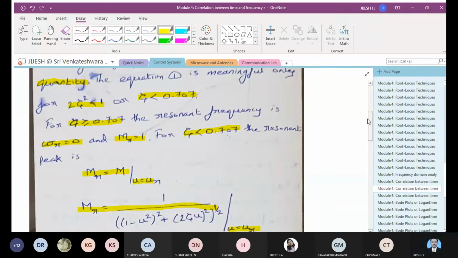So we are seeing the resonant peak at the condition zeta less than 0.707, so you can say that Mr is equal to the same as M, and M is the magnitude, and we have already seen that equation before. So Mr is equal to M for the condition u is equal to ur. You have just substituted the equation we had before for M, that is 1 by the square root of (1 minus u square) whole square plus (2 zeta u) whole square. So that is the equation for Mr at u is equal to ur.